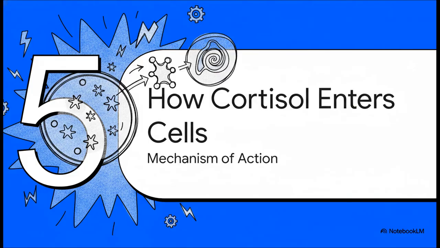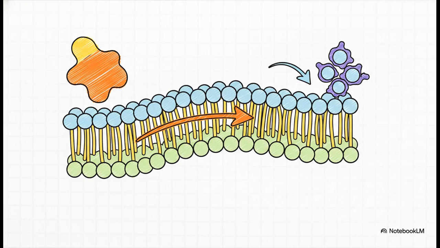Right, for our final section, let's zoom right down to the microscopic level. How does cortisol actually get its message across once it arrives at a target cell? This is a really important distinction to make. See, unlike a lot of other hormones that just knock on the door by binding to receptors on the cell surface, cortisol is a steroid hormone. That means it's lipophilic. It loves fat.